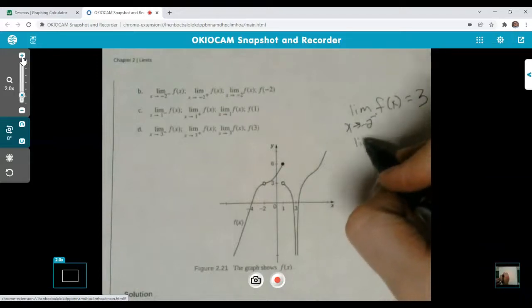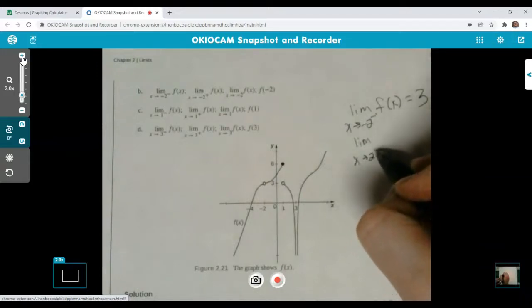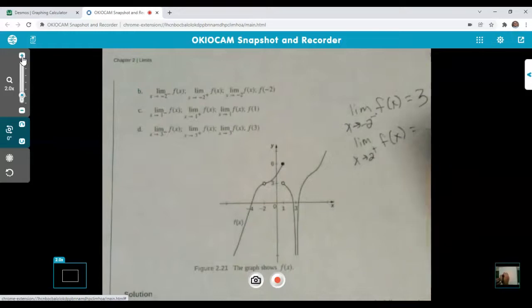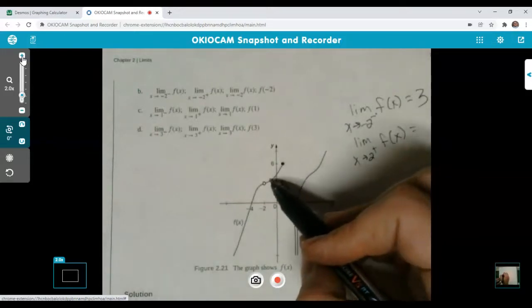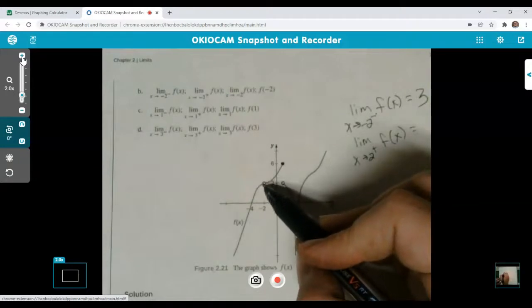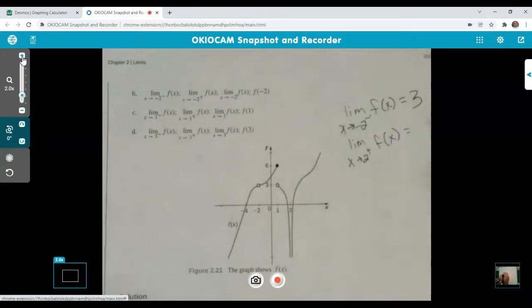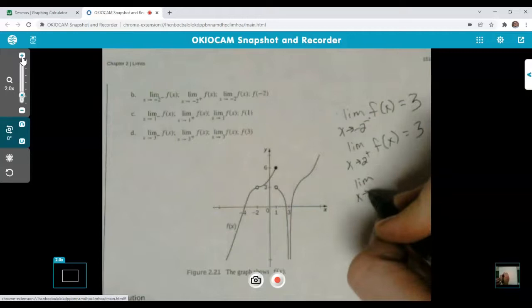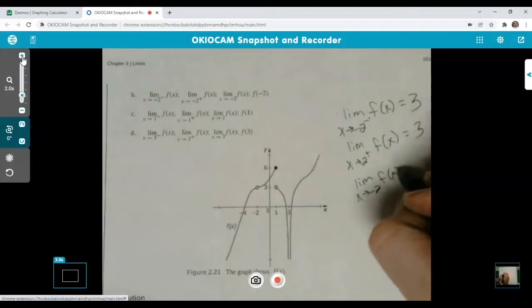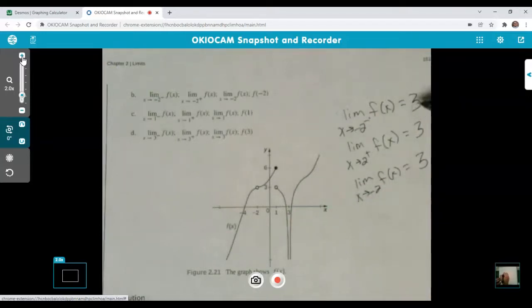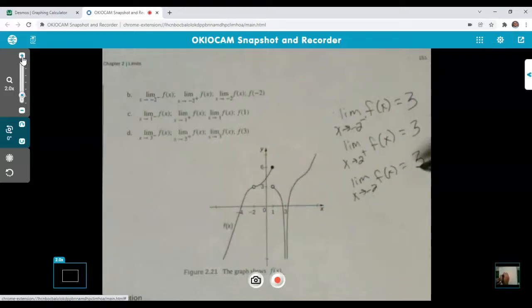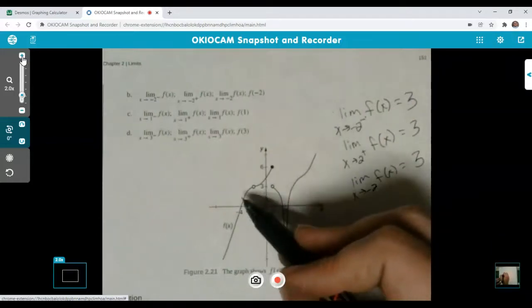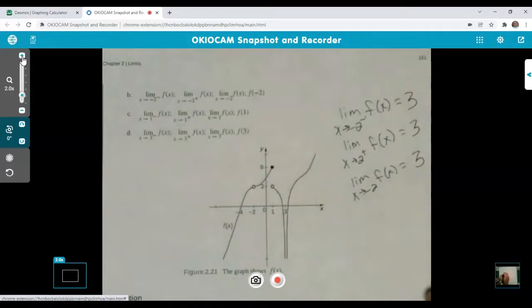Now we can do the right side. Limit as x approaches -2 from the right side of f of x. So that means I'm coming from the right-hand side down to -2. I can see I'm getting really close to this point, which is also y equals 3. So since they are the same, I can say that the limit as x approaches -2 is equal to 3. Again, because they are the same thing, so it's going to 3 from the left and the right side.